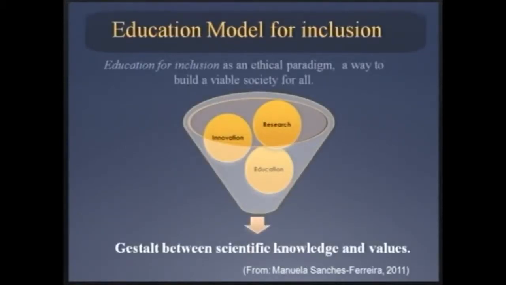So what are the grounds for our education model for inclusion? Well, as you know, inclusive education is an ongoing process that aims to offer quality opportunities for all to learn and participate. Therefore, it implies respecting and responding to different students' characteristics and needs, and knowing how to read the interaction between these characteristics and the surrounding environmental factors or events.